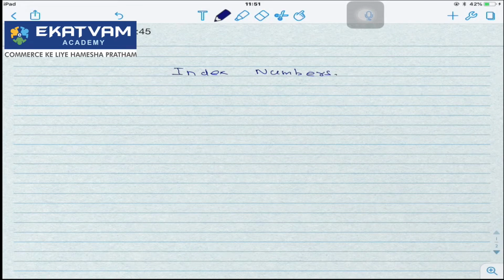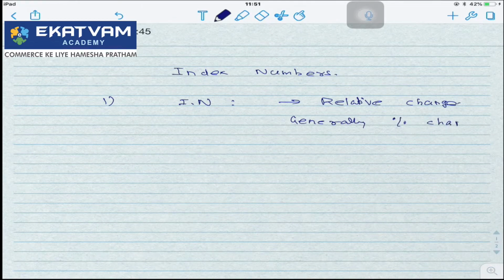Now remember, index number is the measure of relative change in the price. Generally, it is a percentage change because base is considered to be equal to 100. It is a relative change. Base is considered to be equal to what? 100, but basically it is relative change.